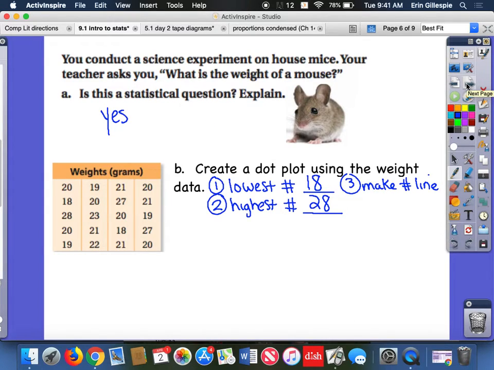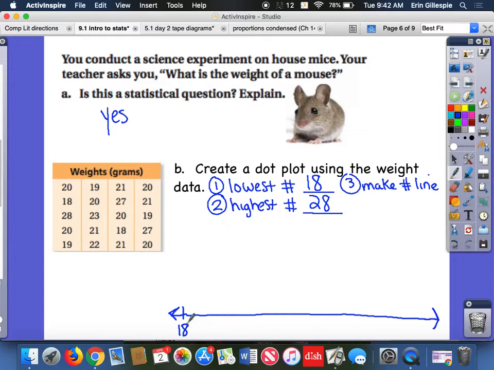So going from 18 to 28, I would say we could just count by one. So I could go 18, 19, 20, and that should do a good number line for us. I'm going to leave some space up above here. I don't want to draw my number line right here because then I won't have any room for the dots. So go down, pretty far here. Give yourself some space. Draw yourself a number line. Remember, number lines have arrows on either end.